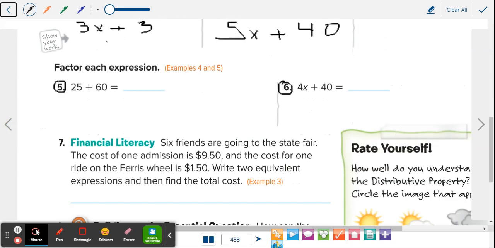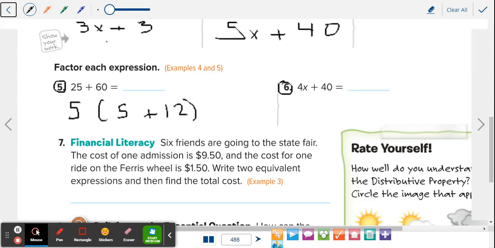Now, 5 and 6, we're going the opposite way. We are going to be doing factoring. So when you factor, you're taking a number out that works for both of them. So what is the greatest common factor for 25 and 60? 5. Okay, so 5 goes on the outside. Now we divide. So what's 25 divided by 5? 5. Plus, what's 60 divided by 5? 12. And that's your final answer. 5 times the parentheses of 5 plus 12. So when you're factoring, you do the opposite and you divide.